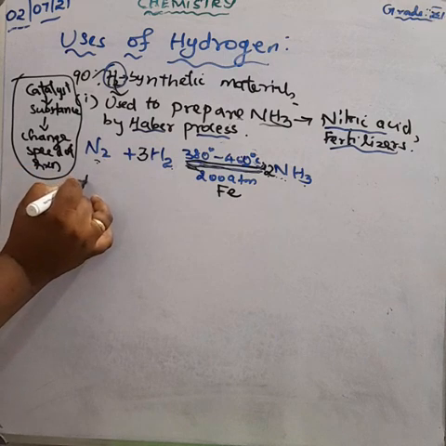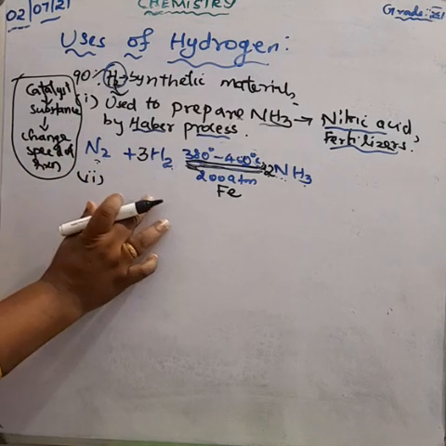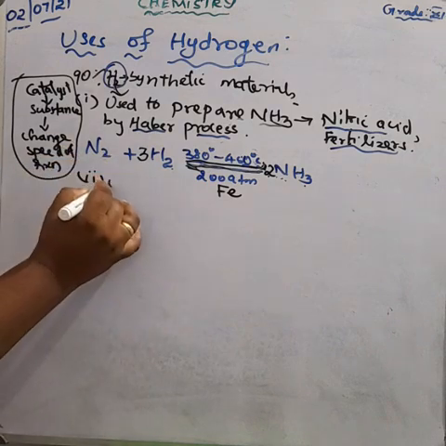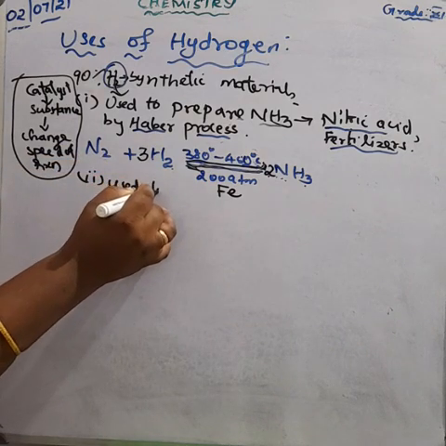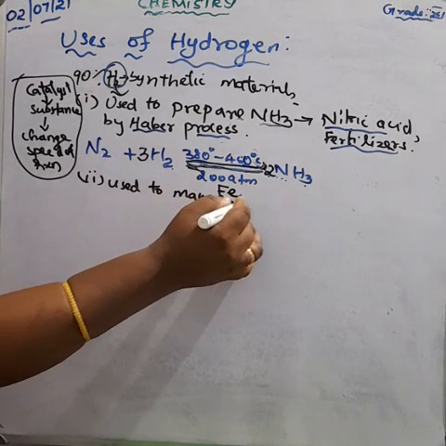And what is the second use of hydrogen? It is used for the manufacture of solvents like methanol. It is used to manufacture solvents.